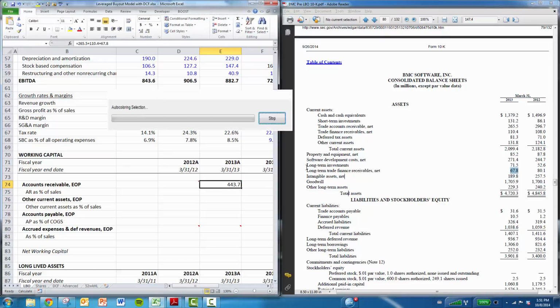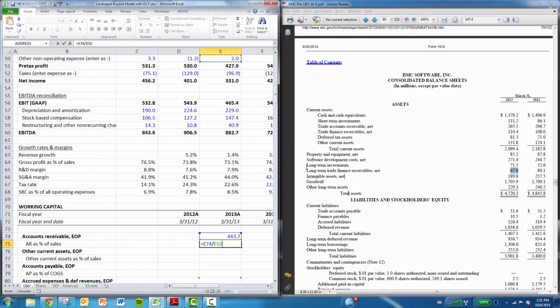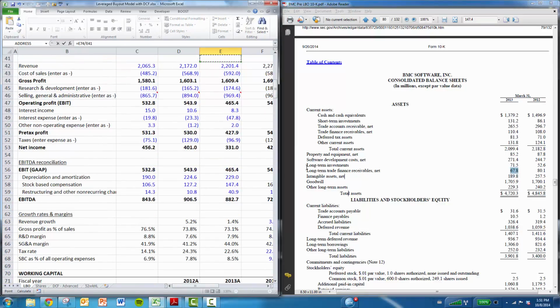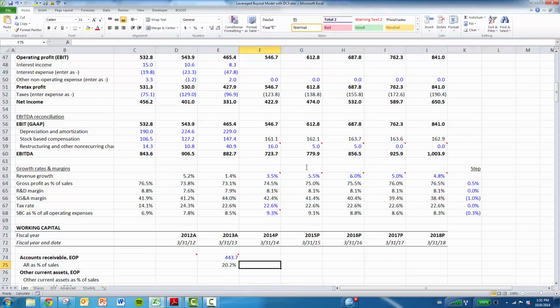All right. So we're going to do 2013, and then you're going to do 2012 on your own. Let's calculate this as a percentage of sales, because that's going to be our driver going forward. And so this represents 20% of the company's sales. Going forward, let me maximize the screen here. Going forward, we can say you're going to have the accounts receivable equal 20% of sales, just like it's been historically.